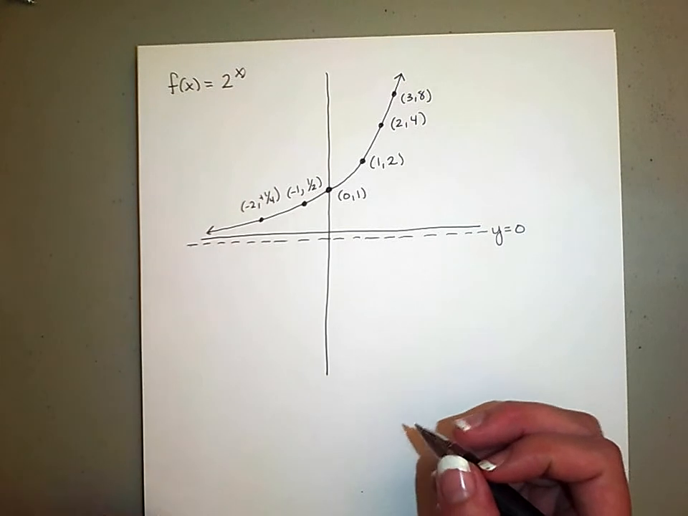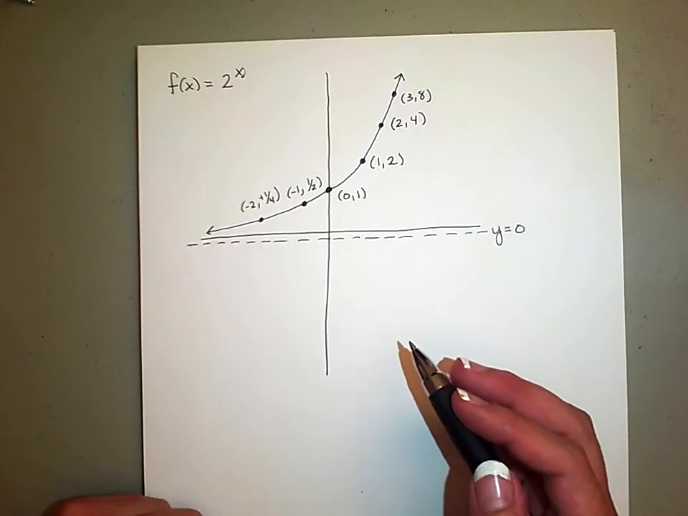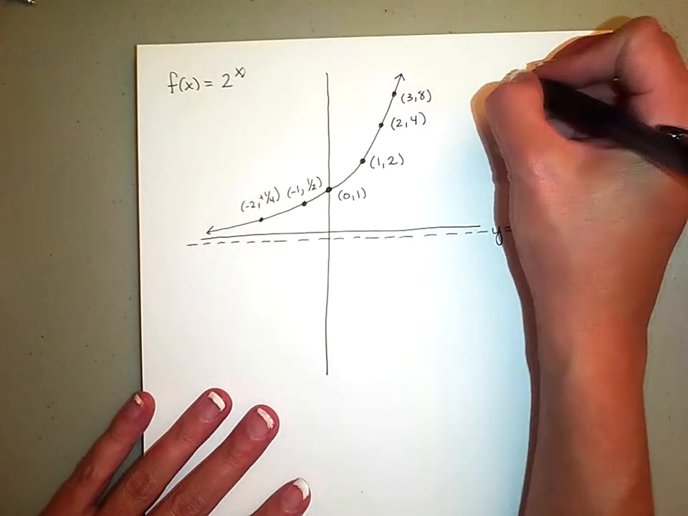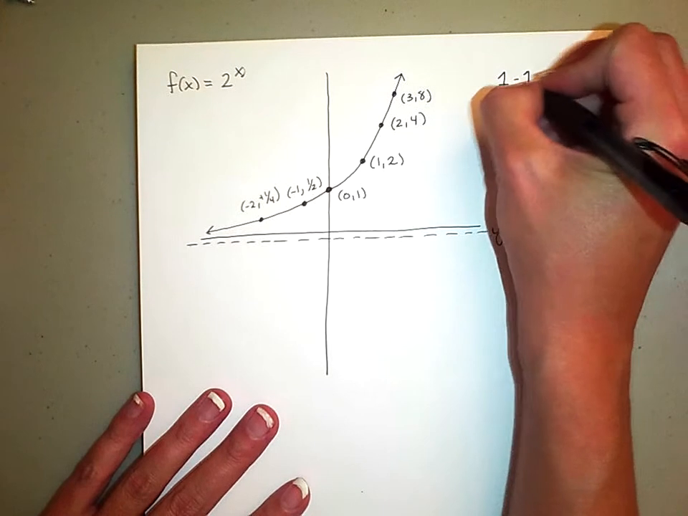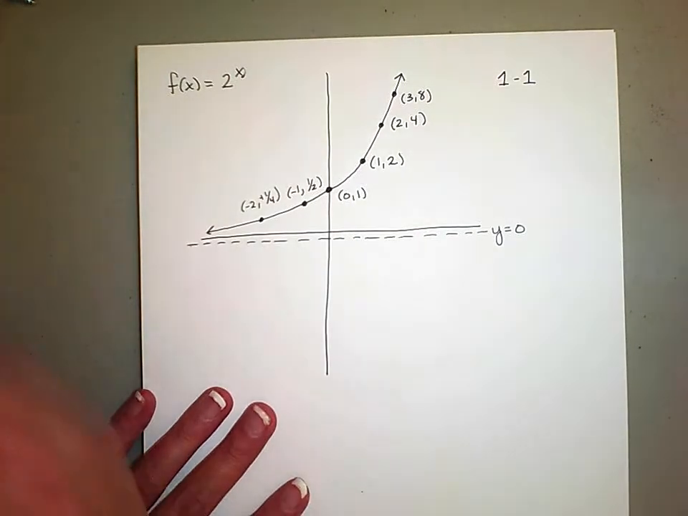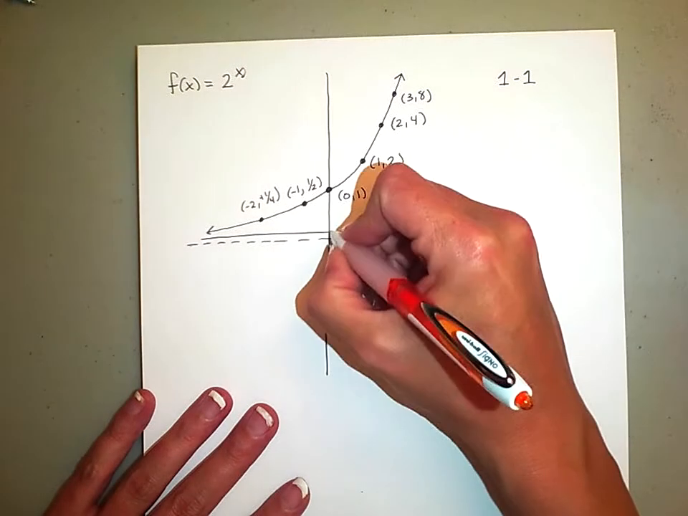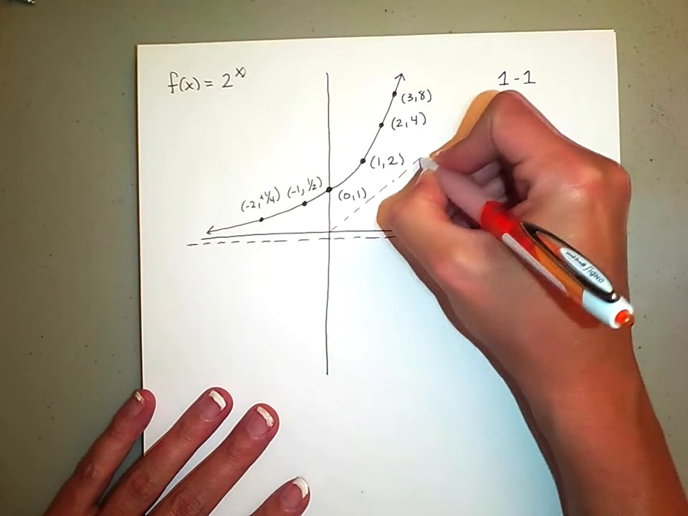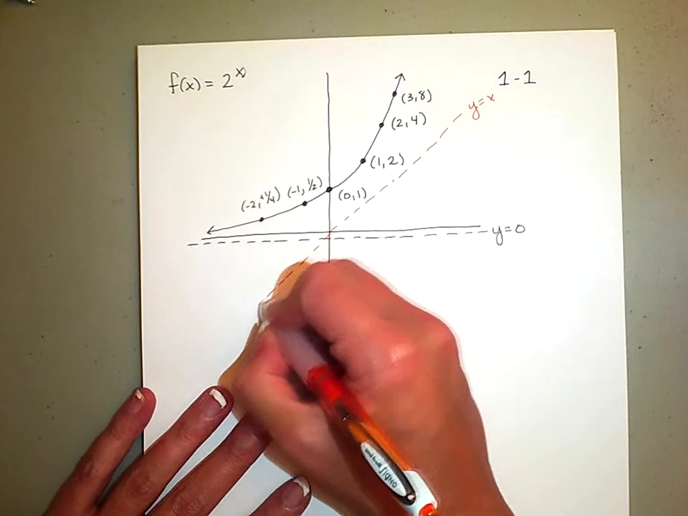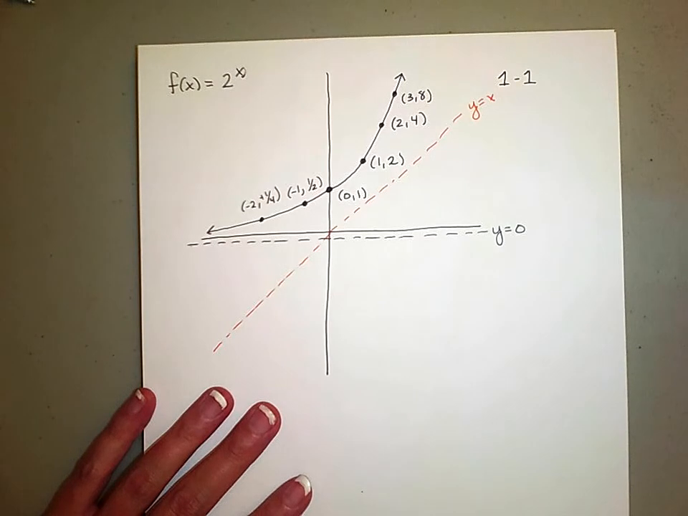So I would like to know about the inverse of this function. It is a 1-to-1 function. It passes the horizontal line test, so its inverse exists and is a function. So let's put in our line y equals x, and let's just think about what the graph would have to look like.